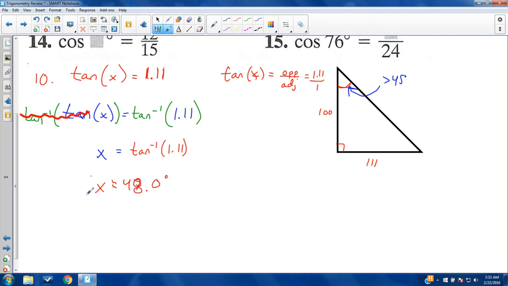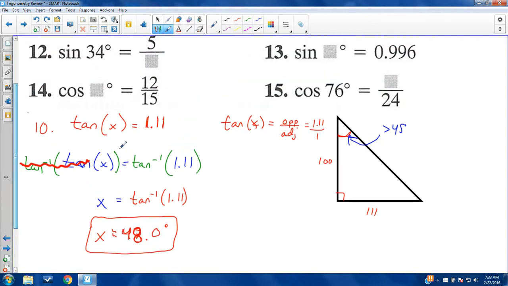That answer is in degrees. So that number is greater than 45, so that kind of checks out. So that checks out for me, and I think I'm good from there. So again, 1.11 was a ratio. I take the inverse tangent to find the angle measure that represents that ratio. So this angle measure is 48 degrees.